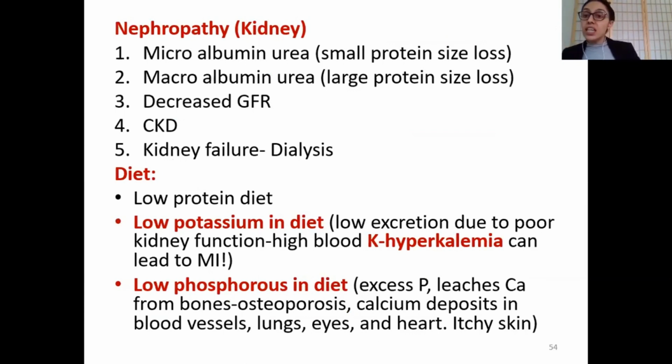So what is nephropathy? Nephrons are the cells of your kidney. Therefore, nephro meaning cells of your kidney, nephrons. Nephropathy is when you have impairment of your kidney cells. So when you have glycosylation of your kidney cells, nephrons, then what happens? The first symptom which you see is microalbuminuria, meaning you have small size protein loss in your urine.